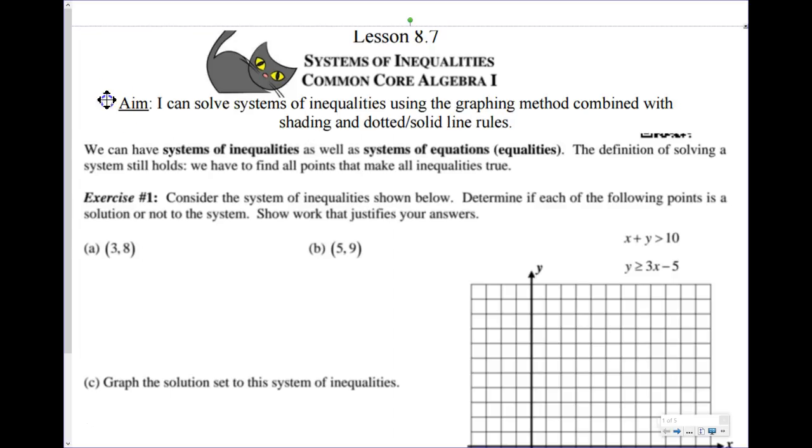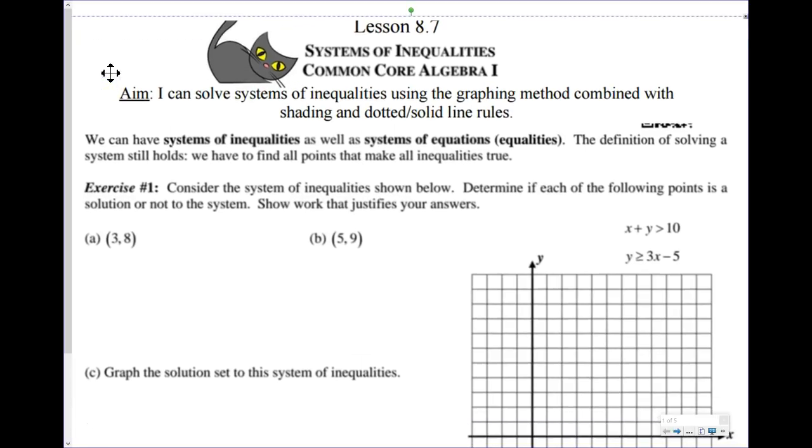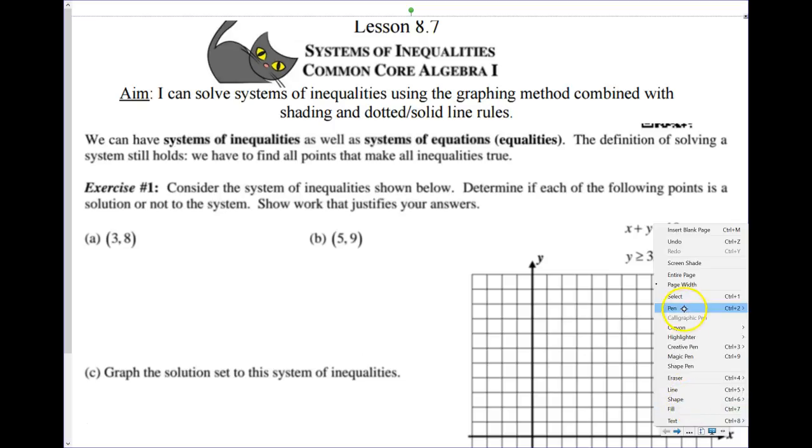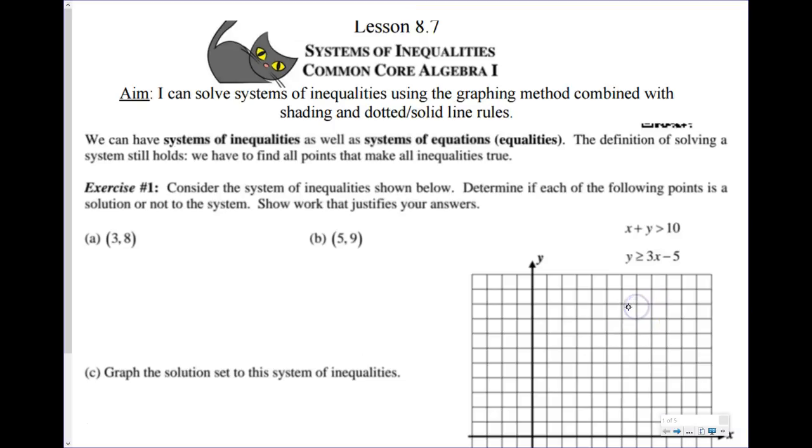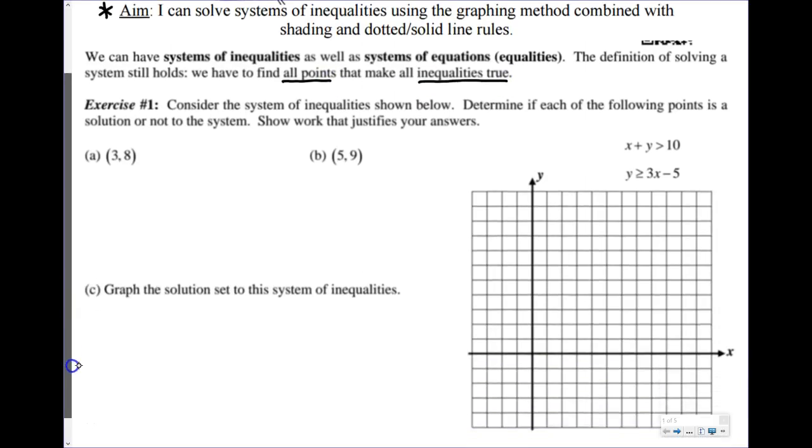So your aim today is that I can solve systems of inequalities using the graphing method combined with shading and the dotted and solid line rules we learned in Unit 7. We can have systems of inequalities as well as systems of equations. The definition of solving a system still holds. We have to find all the points that make the inequalities true. So exercise 1 is going to walk us through this process.